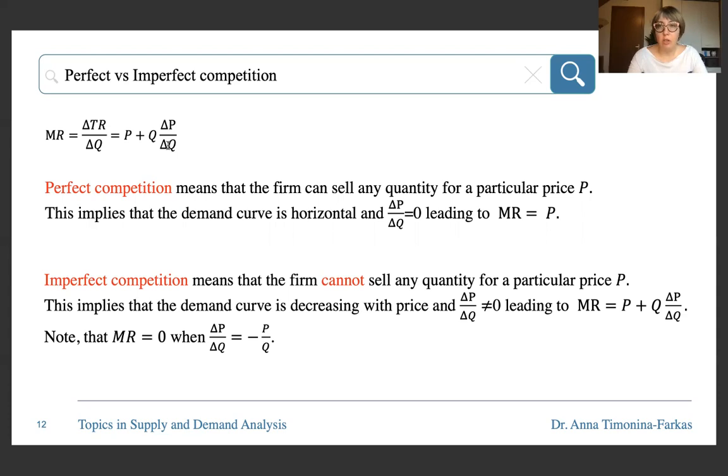And in general, the demand curve is decreasing if it is not for Veblen or for Giffen goods, for example. And also note that marginal revenue is equal to 0 in such an interesting point where delta P divided by delta Q is equal to minus P divided by Q.